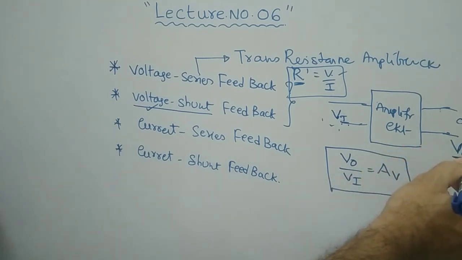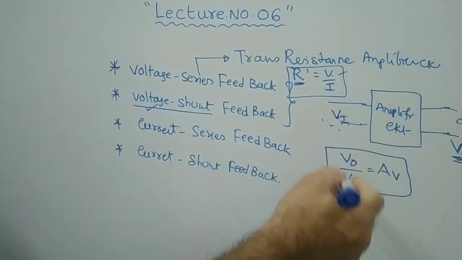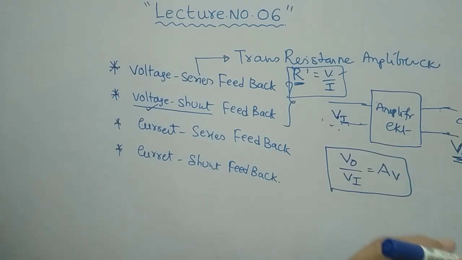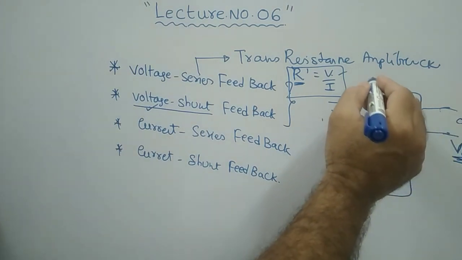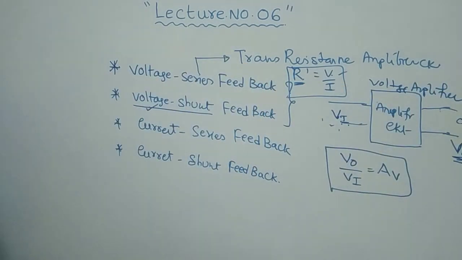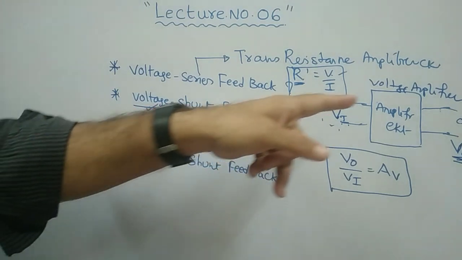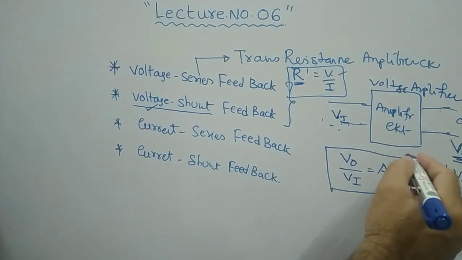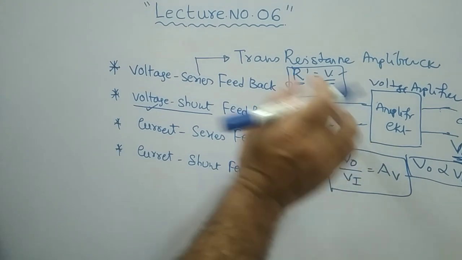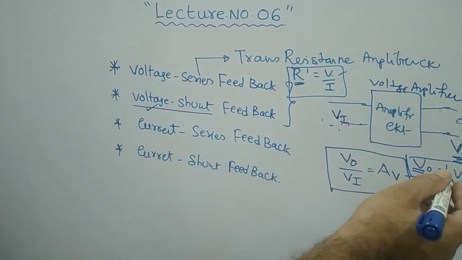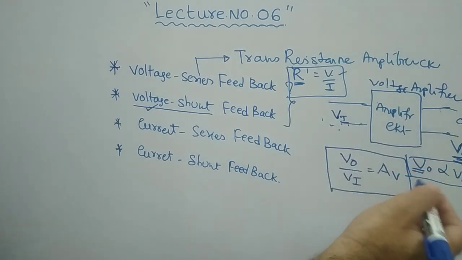If you take the ratio output voltage by input voltage, that is V0 by Vi, it is nothing but gain, voltage gain. As the ratio is of voltages, it is called voltage gain. Therefore, this amplifier is called voltage amplifier circuit. What is the first one? Trans resistance amplifier. The second one is called voltage amplifier simply. In voltage amplifier, remember that your output V0 is proportional to input voltage Vi. So if you take the ratio V0 by Vi, it is nothing but voltage gain.